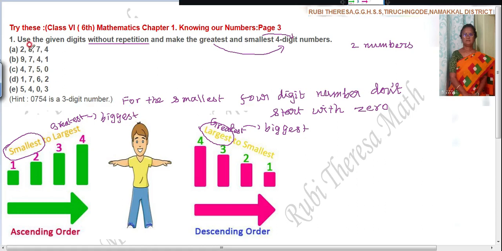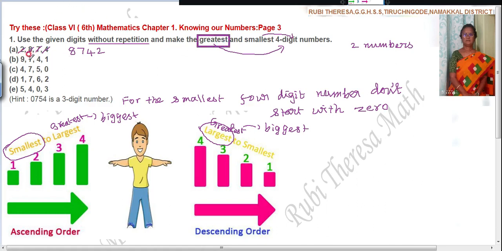Which one is the greatest number here? 8. Next one is 7. Next one is 4. Finally 2. So with these 4 numbers, you will be able to form the greatest 4-digit number. This is the greatest 4-digit number. Now you are framing the greatest 4-digit number.